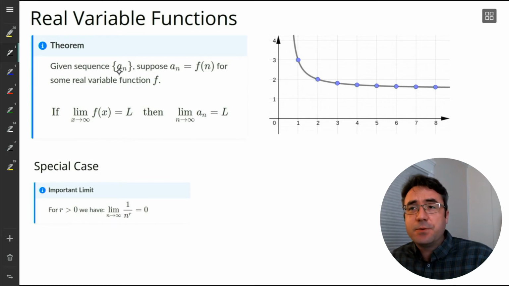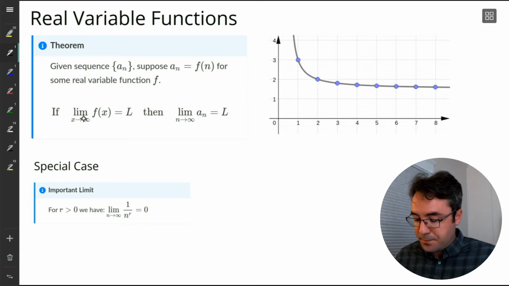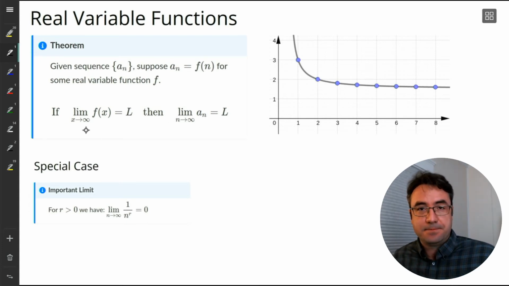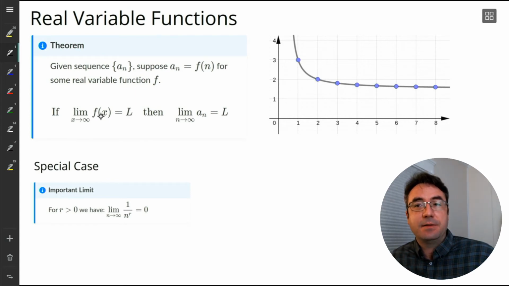So if we have this sequence an, and we know the terms of our sequence are just some real variable function with the integer value plugged in, well, we have this result. So if the limit of that real variable function is equal to L as x goes to infinity, well then the limit of the terms of our sequence as n goes to infinity is also equal to L.